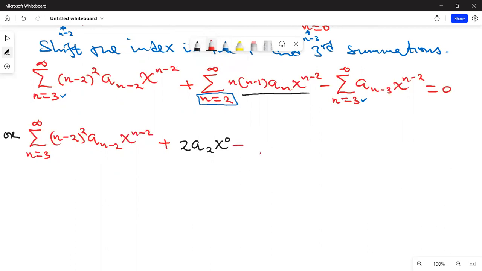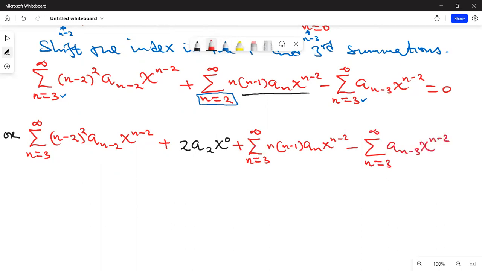So it means the next term now we start from n is equals to 3 up to infinity. So n is equals to 3 to infinity, n minus 1, a sub n, x raised to n minus 2. Then the other series is the sum from n is equals to 3 to infinity, a n minus 3, x raised to n minus 2 is equals to. Now you see we can combine these three summations because they start from the same index, that is n is equals to 3 all the way up to infinity, and they have the same power of x.